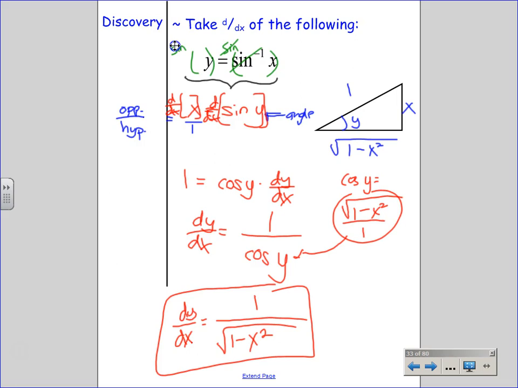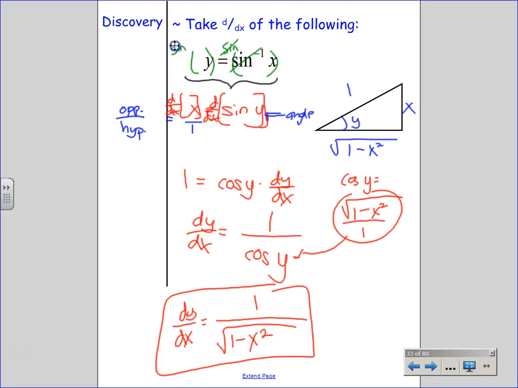Square root and a square, an e and an ln, they undo each other. So sine of sine inverse undoes. x is left and sine of y is left. Take the derivative of both sides. No big deal. I got this. Implicit. Check. Implicit. Check. y prime, dy dx. Solve. Done. This doesn't match your forever card, though, because the forever card says that we want x's.